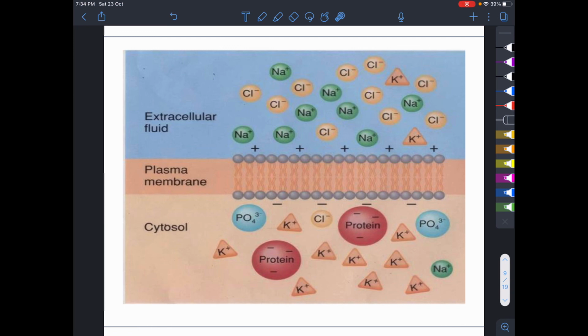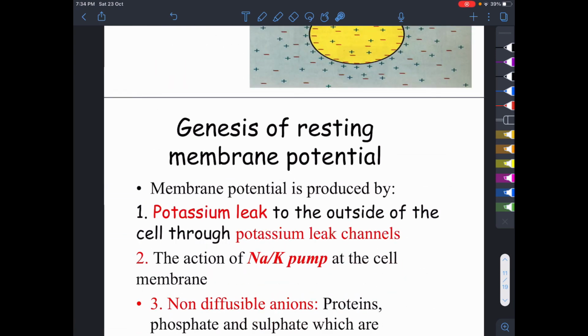The proteins and the phosphate here cannot get out of the cell. Why? Because of large molecular weight. Look at the drawing, they are big, so memorize it. And also because they are repelled by the proteins already in the cell membrane. We already have proteins here, so a protein trying to pass by a protein is repelled. They're both negative, they can't be next to each other. So the proteins and the phosphate are the anions fixed inside the cell.